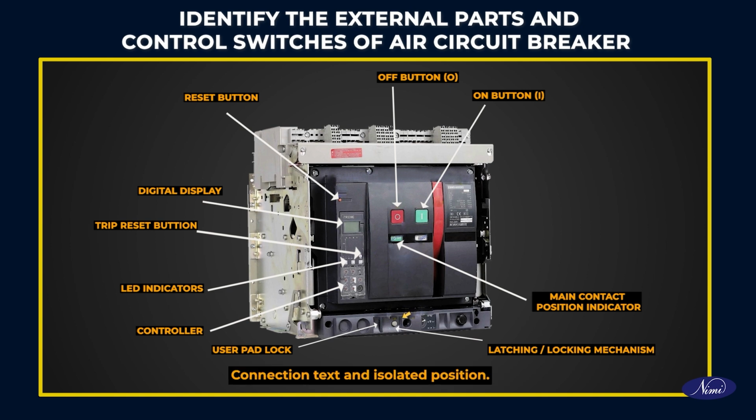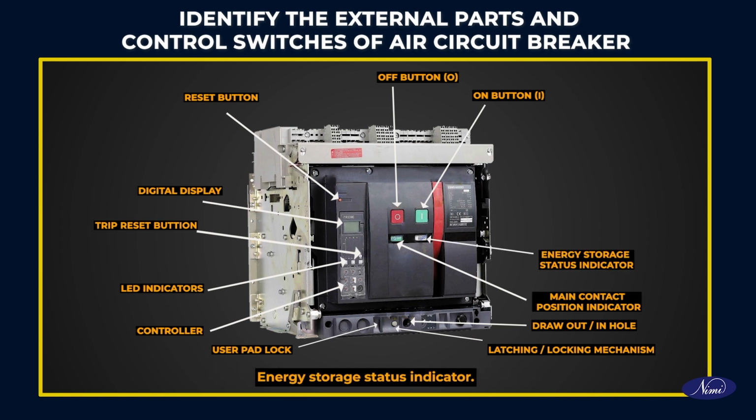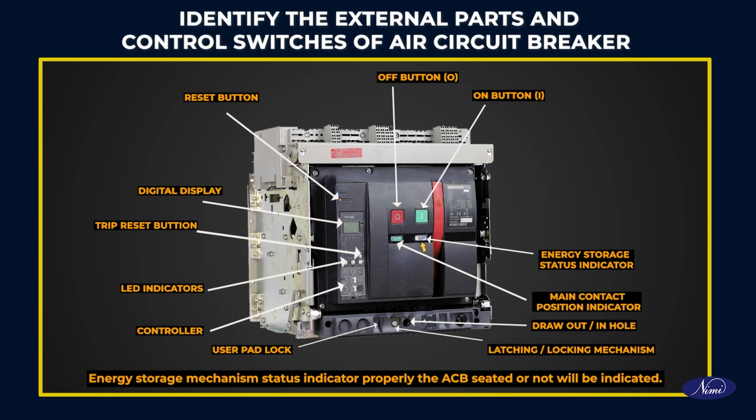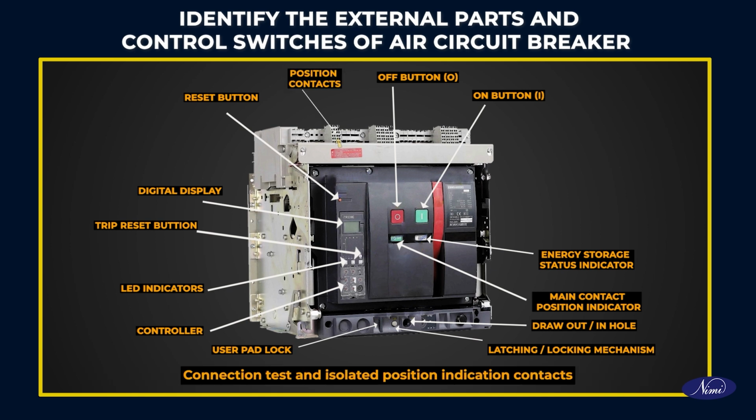Latching or locking mechanism: connection test and isolated position. It indicates the mechanical position of connection, test and isolation. Draw out, draw in: hold the breaker from the panel in the proper position. Energy storage status indicator: energy storage mechanism status indicator. Whether the ACB is properly seated or not will be indicated.